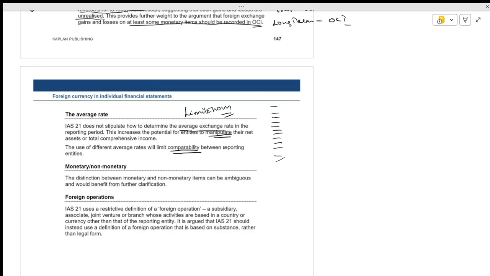What does the rule say when you are talking about the conceptual framework, is it right? When we talk about the conceptual framework, the rule says that there should be reliability. Is it right? You have to present faithfully. Is it right? You have to have comparability. And most importantly, there should be consistency.